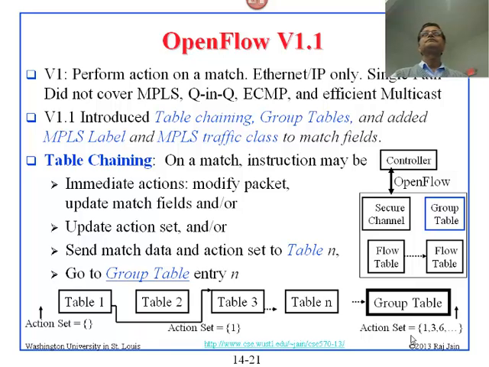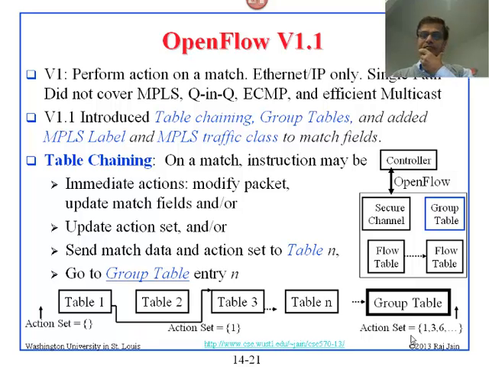Is this n parameter tied to the version, or are the tables created and destroyed? Okay, n is a variable number. It has nothing to do with the version number 1.1. Some switches might have 5 tables, some switches might have 1 table, some switches might have 100 tables. So the controller will tell you. The concept of table chaining looks like a linked list in data structures, right? And then we go to the group table.